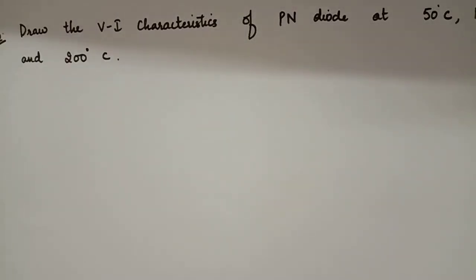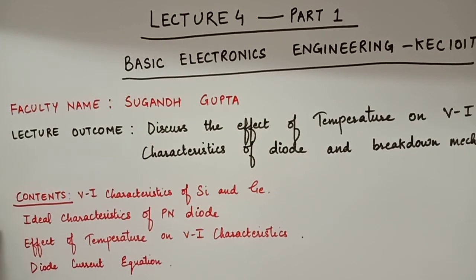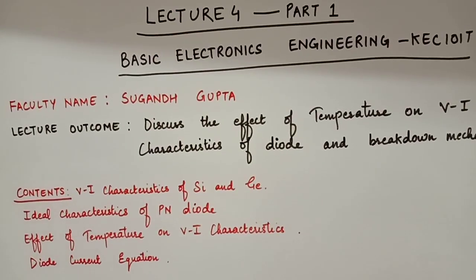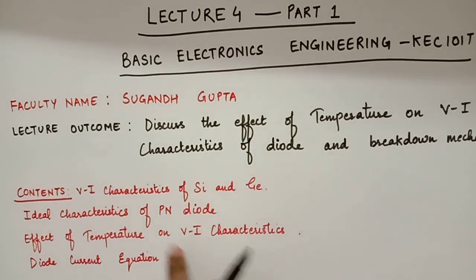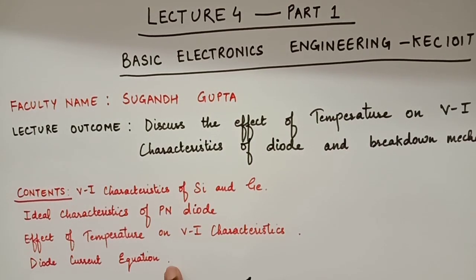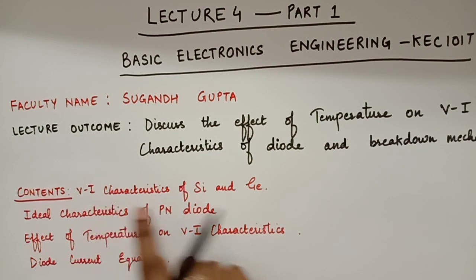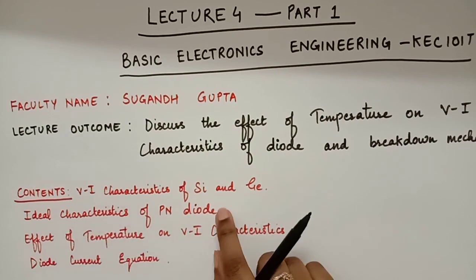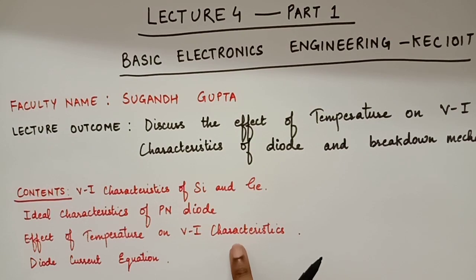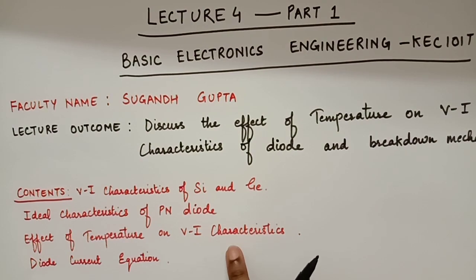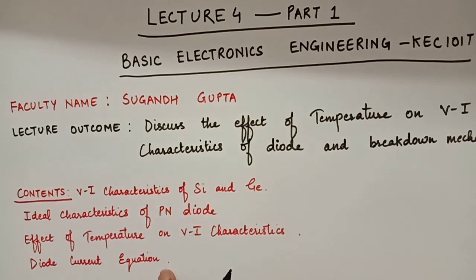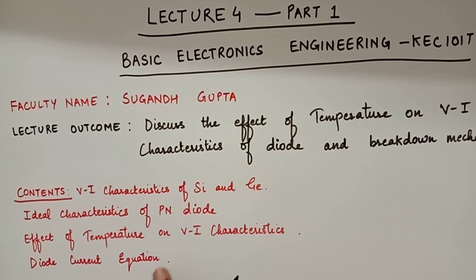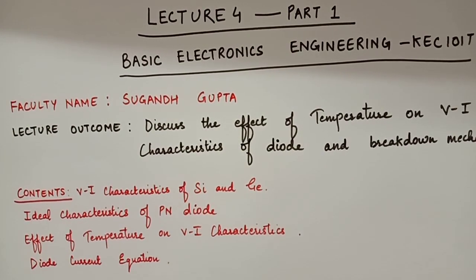Now let us come to the current topic. Today in part 1 of the 4th lecture we will discuss these contents. First of all, we will draw the VI characteristics of silicon and germanium. Then we will have an overview of ideal characteristics of PN diode. Then we will see the effect of temperature on the VI characteristics, how the temperature is going to affect the VI characteristics of diode, and then we will see the diode current equation. So these many contents we will be looking into in this part. So let's start one by one.